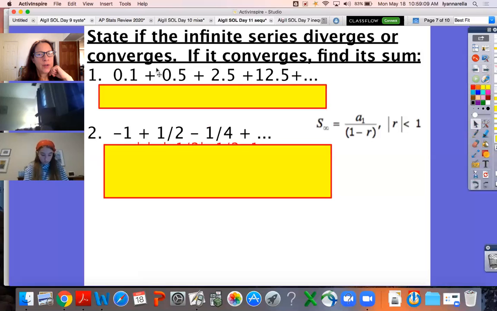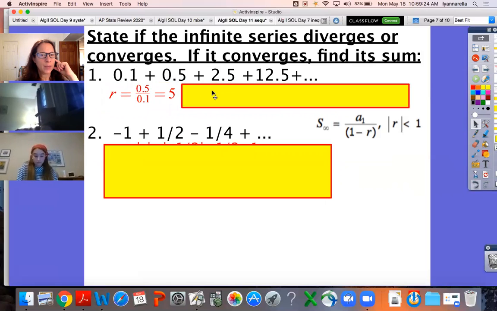If you're looking to see if it converges or diverges, so it's an infinite series. When the 3 dots are at the very end and you don't know what comes at the very next or the last term, then it's an infinite series. So you have to find r. So if I did 0.5 over 0.1, that gives me 5. And the absolute value of r has to be less than 1 in order for it to converge. This is when it converges.